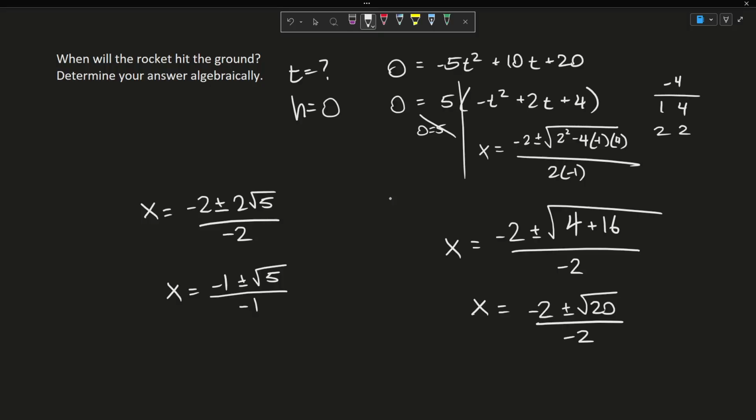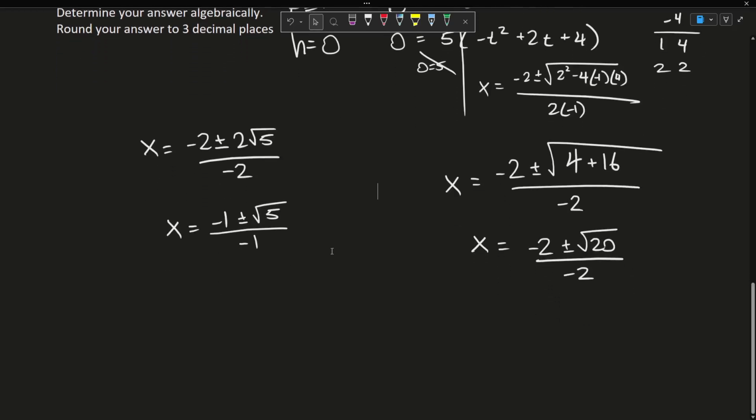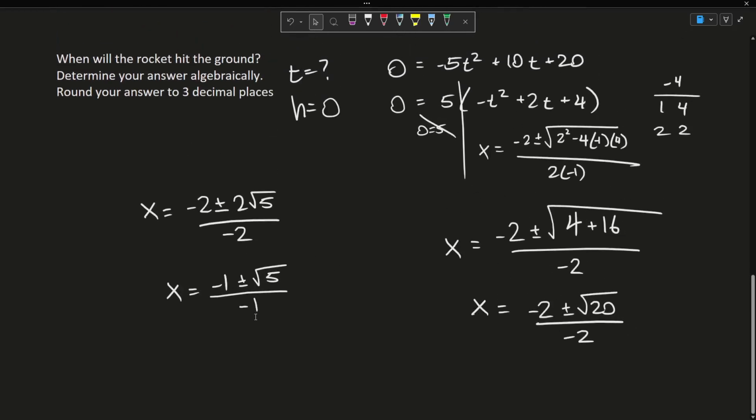And now at this point, it's asking us to find when the rocket hits the ground. I should have also included, let's include it right here because I have time: round your answer to 3 decimal places. So I don't want my answer as a radical. So now we get our calculators to find out what root 5 is. The square root of 5 is 2.236. So x equals negative 1 plus or minus 2.236 over negative 1.